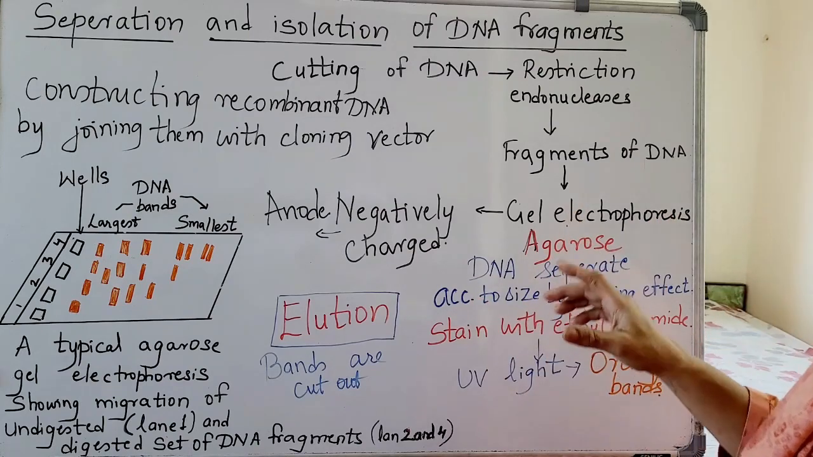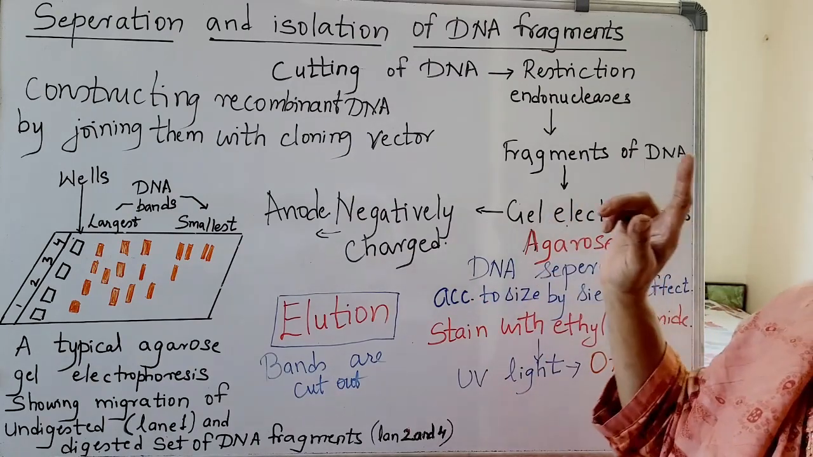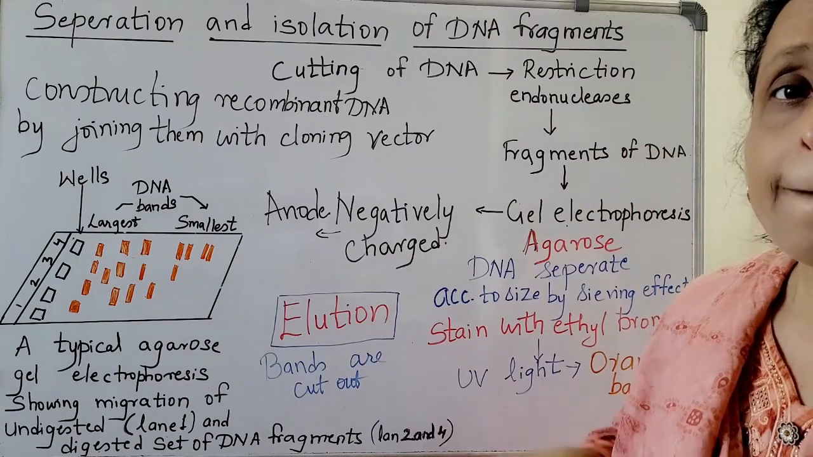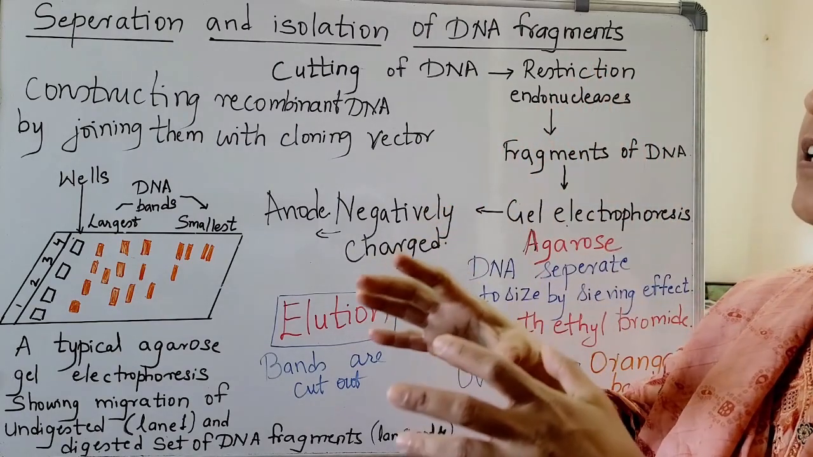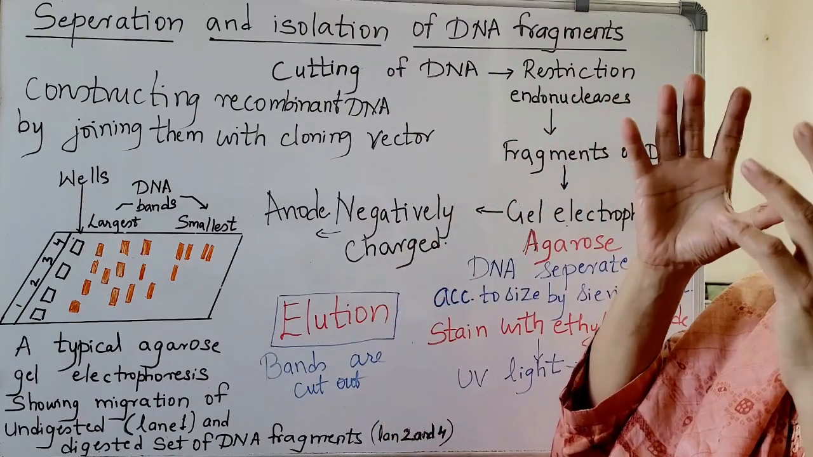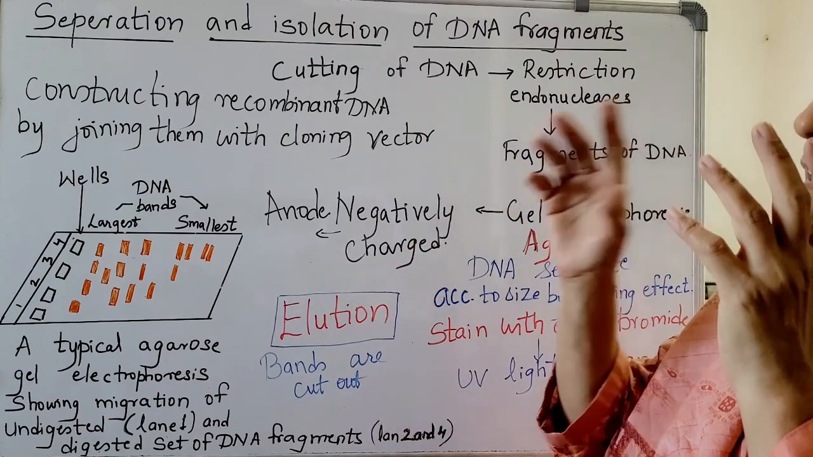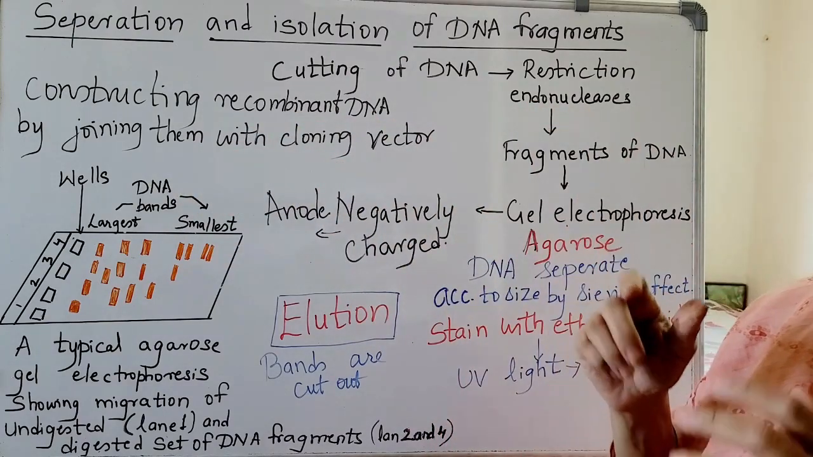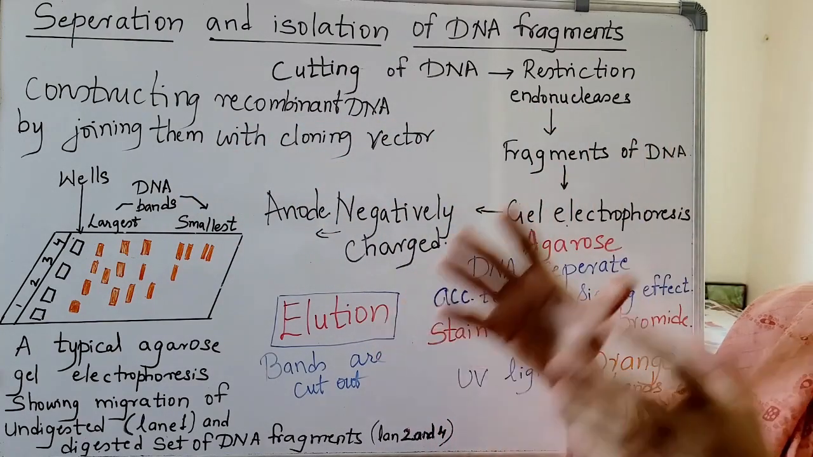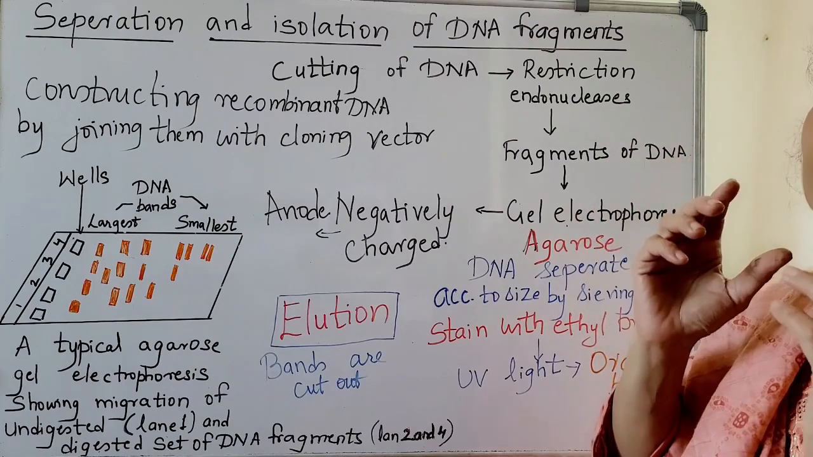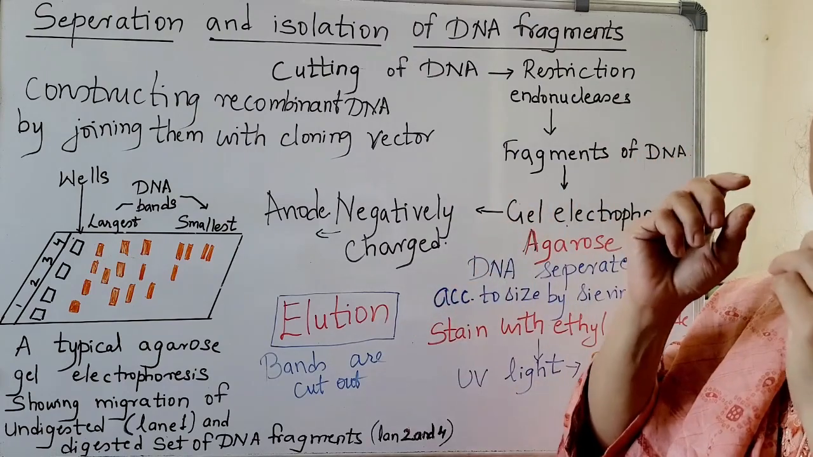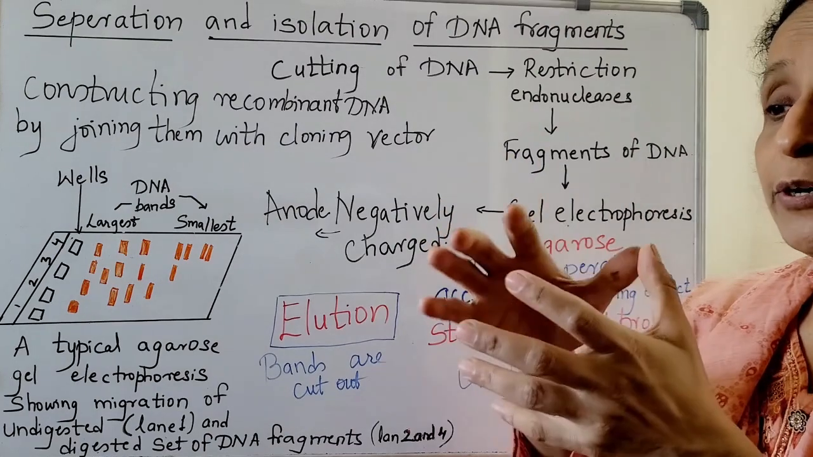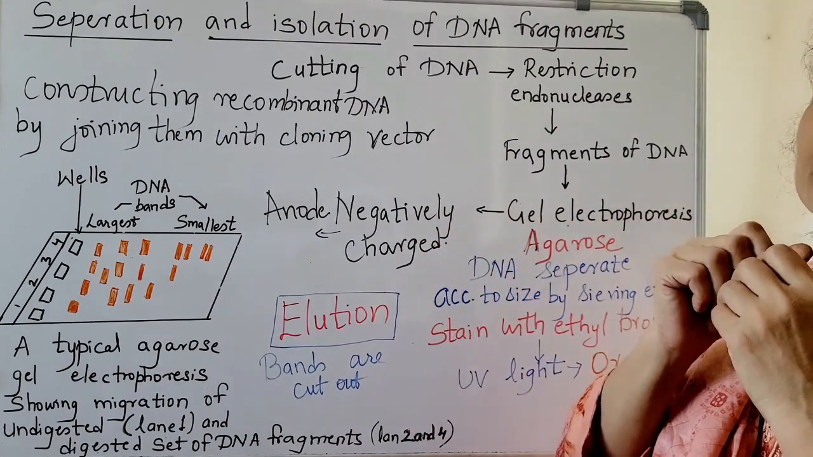How? Let's see. Gel electrophoresis is a process by which an electric current is passed through the matrix. This DNA is negatively charged. So when the current is passed, they get attracted towards the anode. They are anions. They get attracted towards the anode, and therefore it is easy to separate.